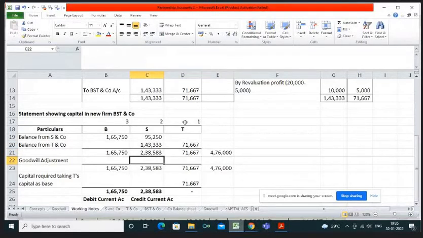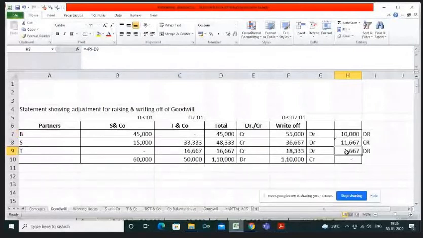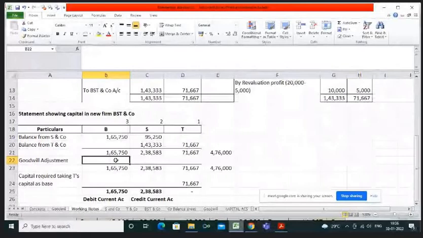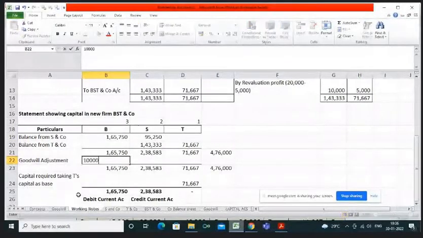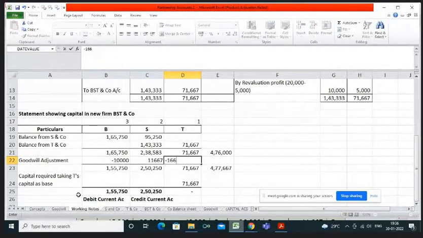After that, I need to do the goodwill adjustment. Just now we have worked it out. B will have a debit of 10,000. T will have a debit of 1,667. S will have a credit of 11,667. So this adjustment we have to make. B 10,000, this is minus because it's a debit. And in the case of S, the credit of 11,667. And in the case of T, it's a debit of 1,667.